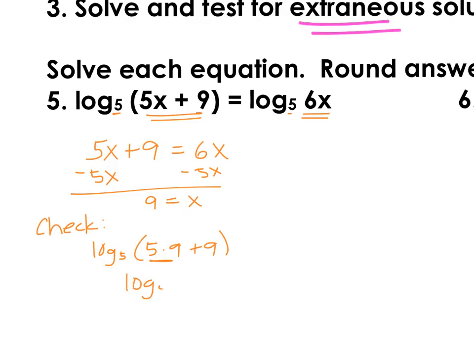So far, so good. log base 5 of 54. On the right-hand side, if we have log base 5 of 6 times 9, we also get log base 5 of 54. That means our check is valid and x equals 9 is the correct solution to this logarithmic equation. Let's try example 6 on the right.